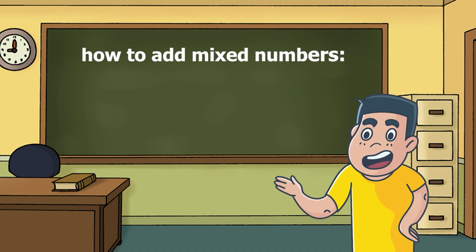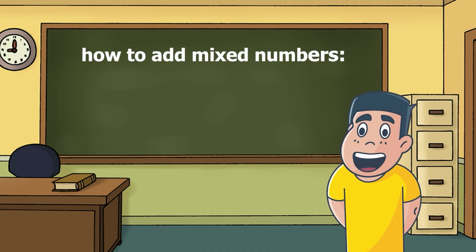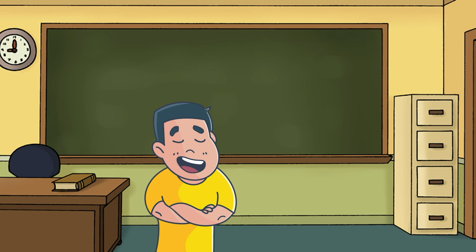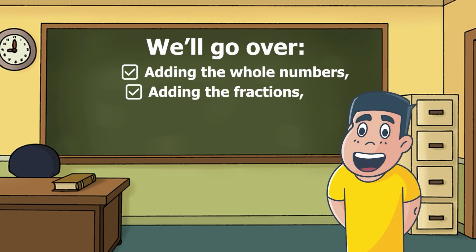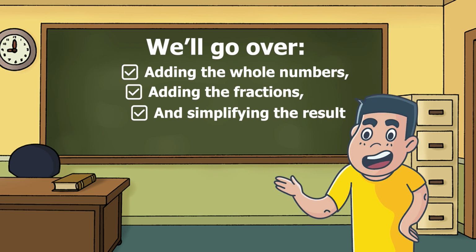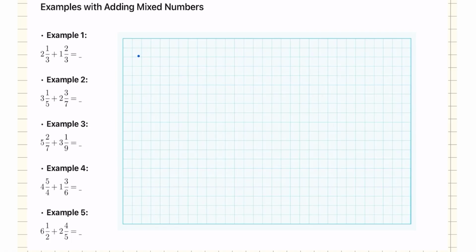Next up is adding mixed numbers. I'll break it down step by step so it's super easy to follow. We will go over adding the whole numbers, adding the fractions, and simplifying the result when needed. Let's get started. Let's do the first example.